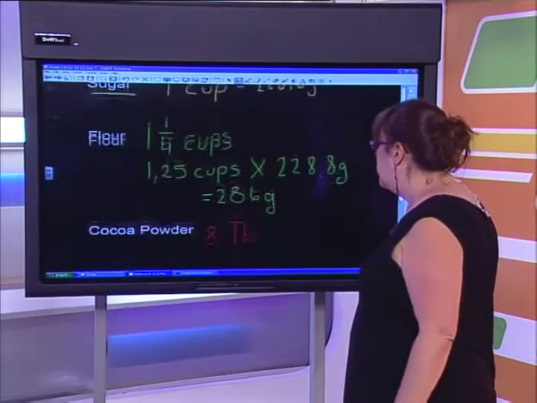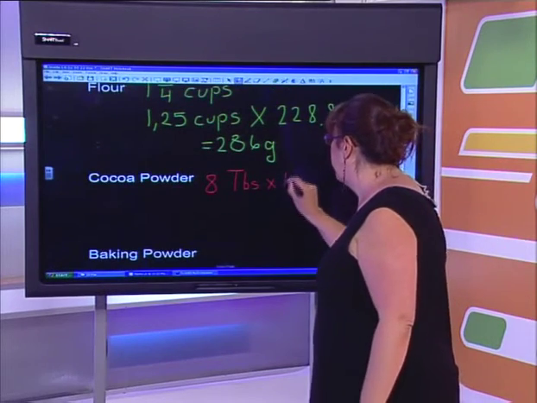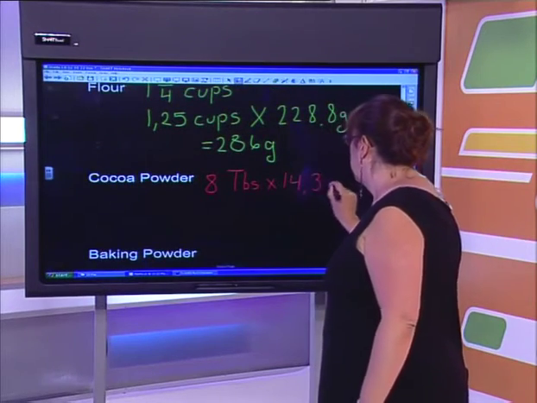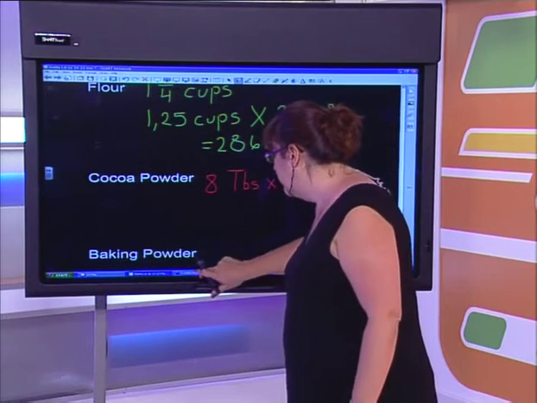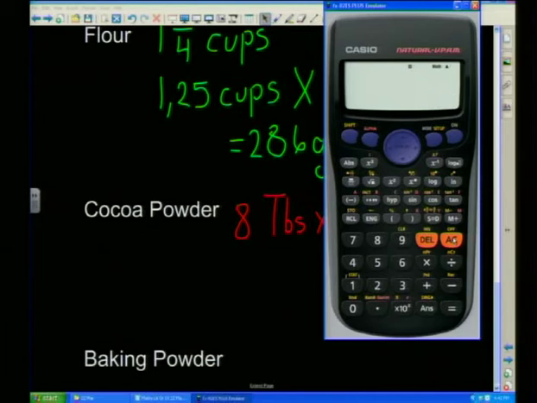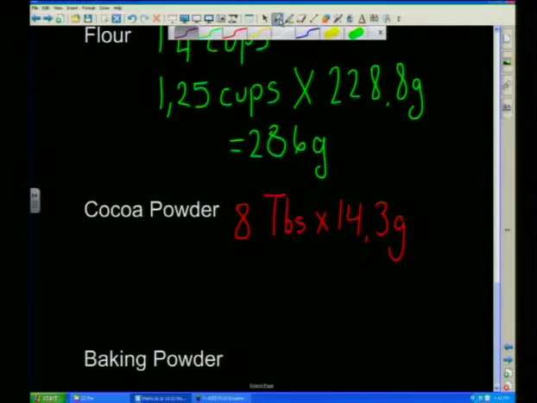14.3 grams. So clearly I'm going to be multiplying this by 14.3 grams to get how many grams of powder we need. So let's use that. Okay, we've got 8 times 14.3, just double check that we got it, and it is 114.4 grams.